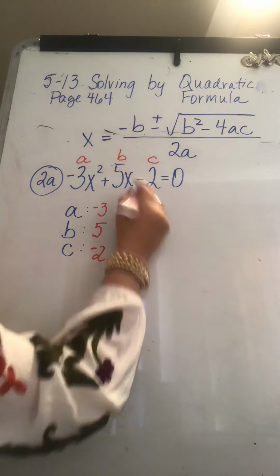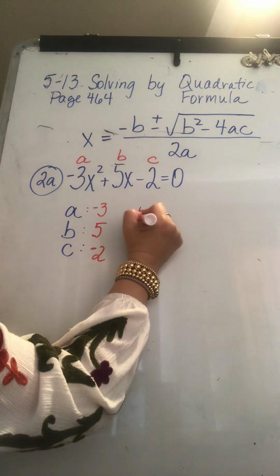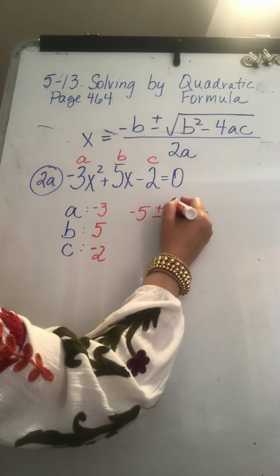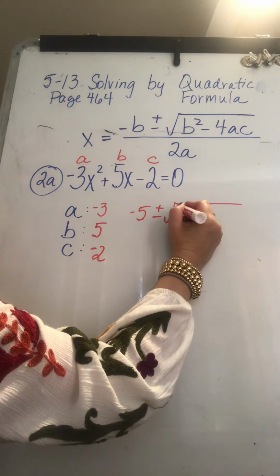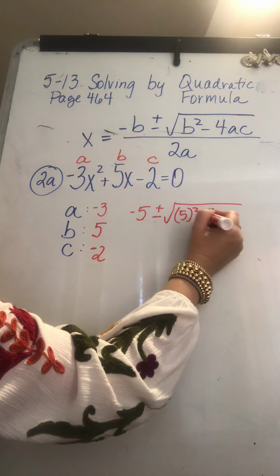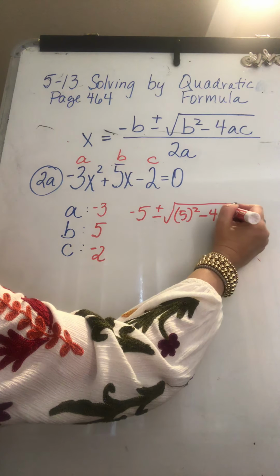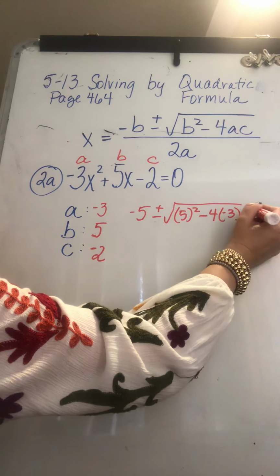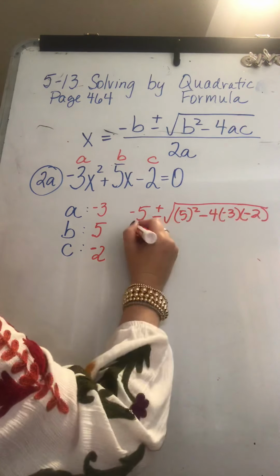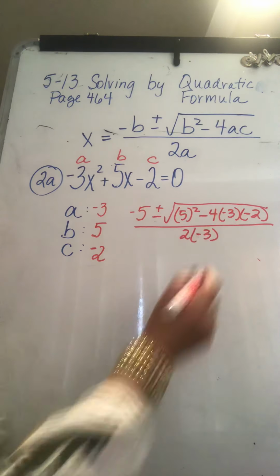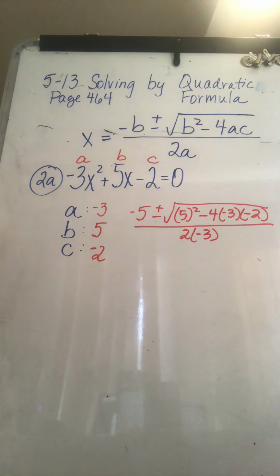My B is 5, but there's a negative here. So I have negative 5 plus or minus 5 squared minus 4 times negative 3 times negative 2, over 2 times negative 3. That's what it should look like. If you have to pause, please pause and write this out.